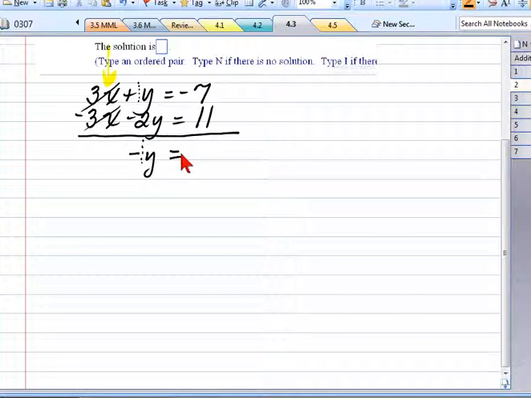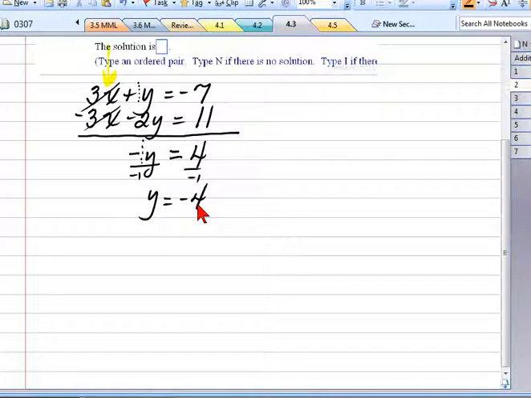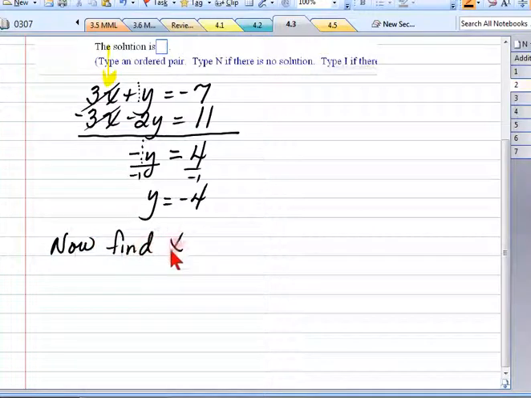Equal sign. What do you get when you have negative 7 and positive 11? You get positive 4 because the bigger of the two numbers was the positive 11. But this isn't done. I need to divide by negative 1, so y is negative 4. The first stage of the addition method can be very, very fast. And then you have to go on and now find the other variable, which in this problem is x.